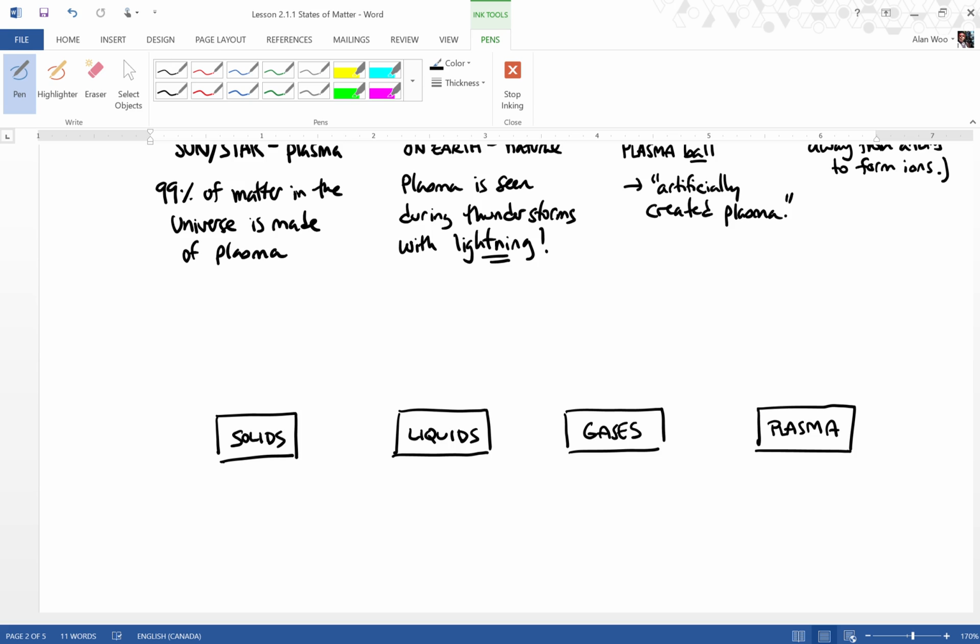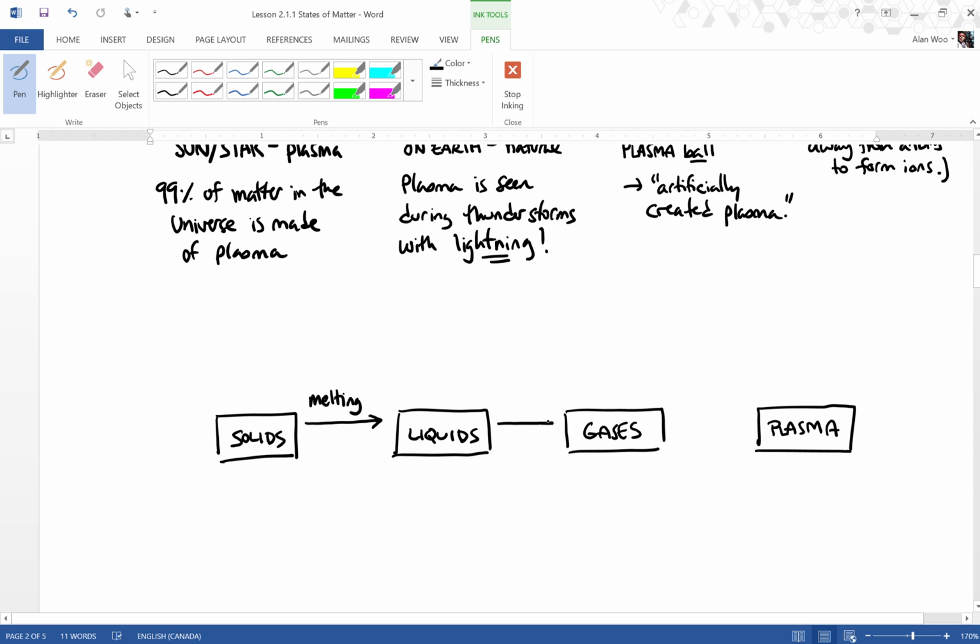So let's start with solids. To turn a solid into a liquid, what's the name of the process? Okay. What do you have to do to a solid to get a liquid? Well, you're going to have to add heat. So if you think of ice, you're going to have to add heat to ice so that it will turn into a liquid. But what's that process called? Well, you guys know it as melting.